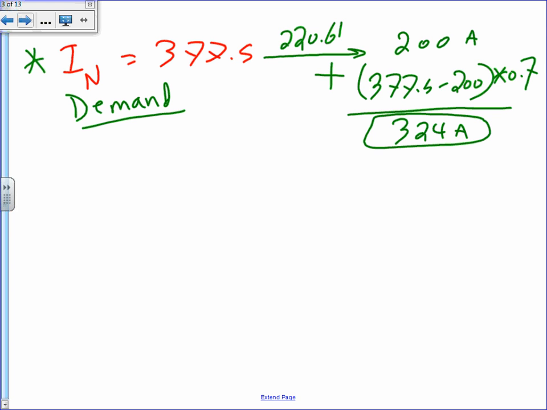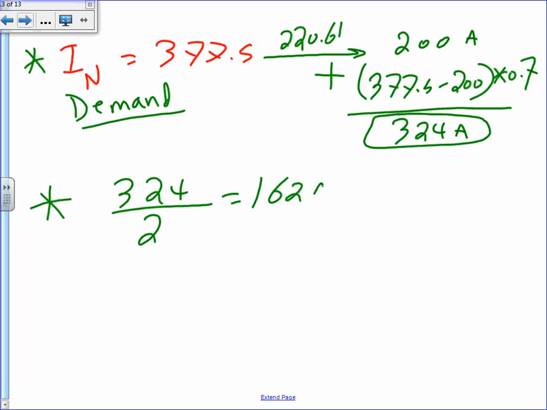My demand neutral load. Did we get the second on 324? Okay, then 324. Do I have an option other than paralleling it? I already parallel the phases. So divide by 2, what do you get? 150 some? 162? 162 amps.